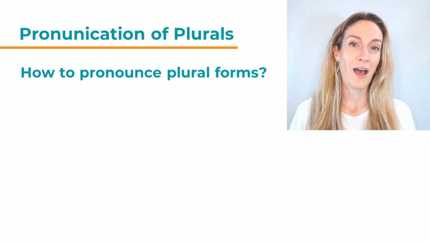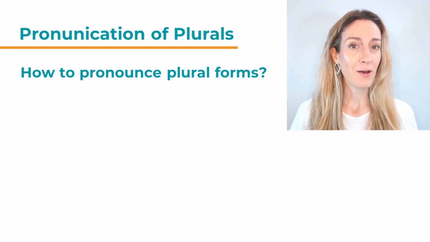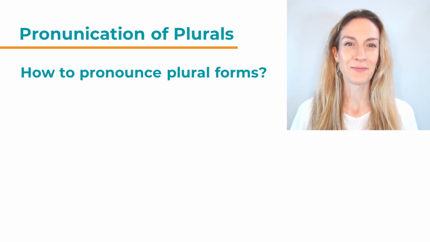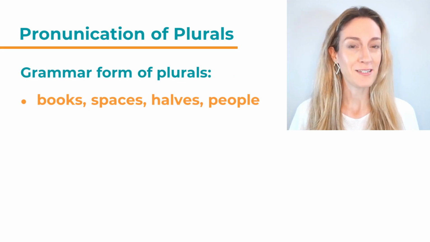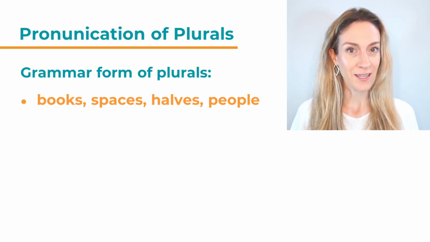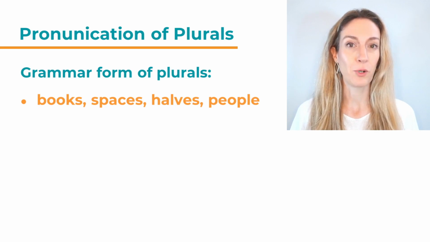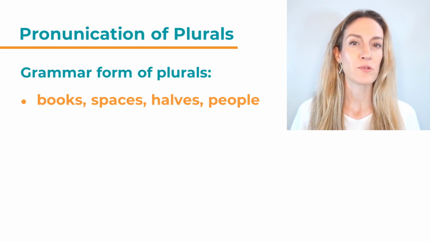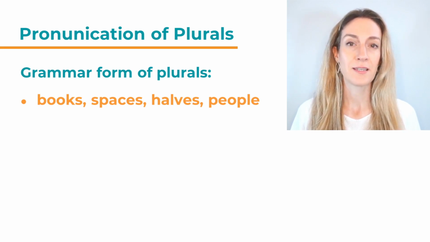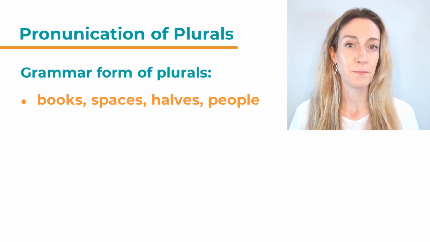Quite a lot of you have asked me to make a video on how to pronounce plural endings. So let's have a look. First of all, obviously, there are many different ways we can form plurals in English. Now, there's the grammar side, how to form the different plurals. Many are regular, they just add an S, but then of course there are also some spelling changes and there are some irregular plurals. I've given you some examples like books, spaces, halves, and people.